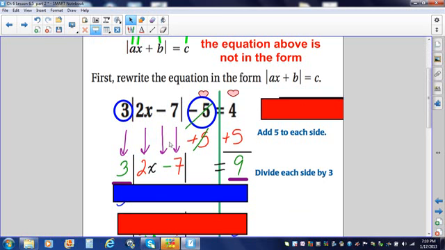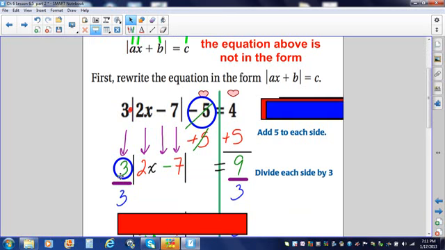I bring down my absolute value symbols. I bring down my 2x minus 7, and I bring down the 3, which is touching the absolute value symbol. Now, if I want to get rid of this 3, I'm going to divide each side by 3. Now, Mr. Phillips, where did you come up with dividing? Well, I know that these are touching each other, so that means multiplication. So the inverse of multiplication is division.